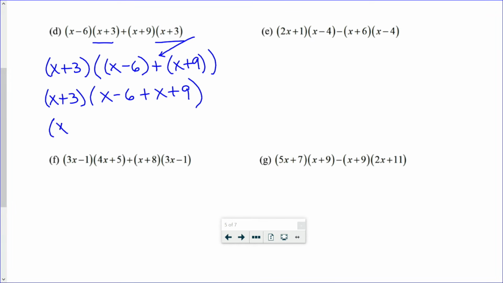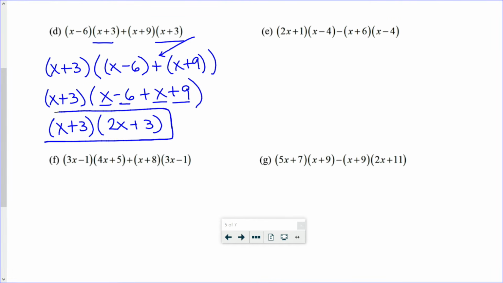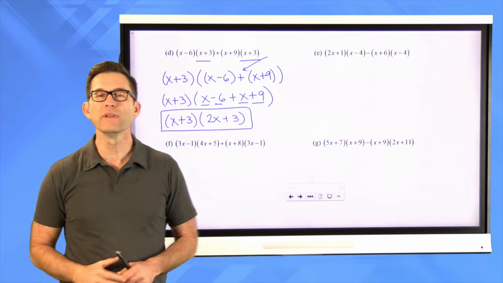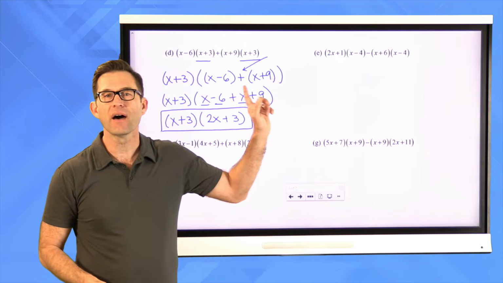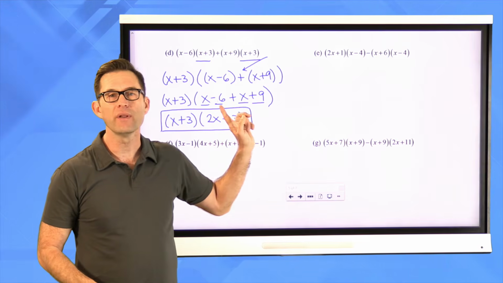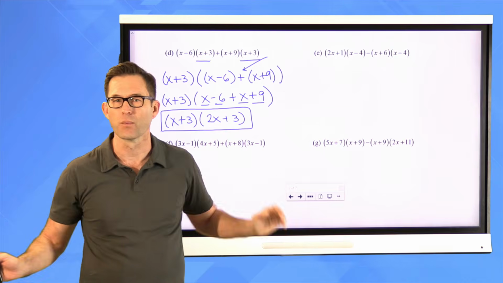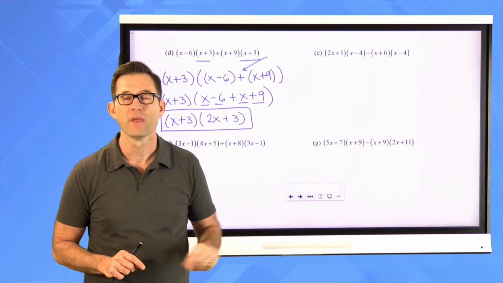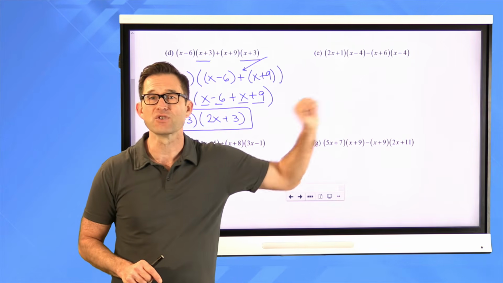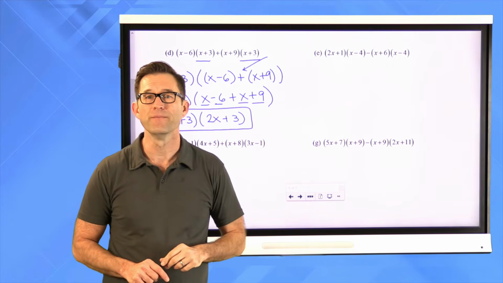And now I can combine some like terms. I've got x plus x, which is 2x. I've got negative 6 and positive 9, that's positive 3. And I just have x plus 3 times 2x plus 3. All right, and that's really easy because again, inside of here, due to that addition, really we can just say x minus 6 plus x plus 9 is 2x plus 3, and we're kind of off to the races. Watch again how the subtraction gets a little bit trickier. Let's go through that one.